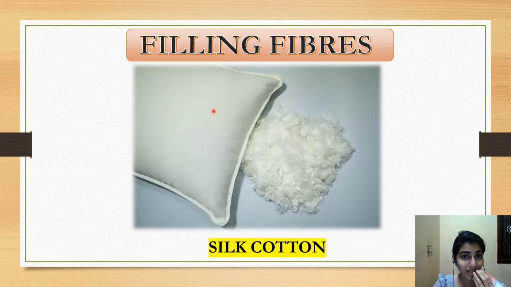The last one is filling fibers. So all these mattresses and pillows and all, right? So all these are stuffed with these filling fibers only. So very good example for this is the silk cotton. Okay, so when you cut open the pillows and mattresses, you can see very soft cottons coming out, right? So that is nothing but the filling fibers only. So fibers which are used to make or stuff the pillows and mattresses are called filling fibers. Example, silk cotton. Okay, so we studied that on the basis of their uses, fiber yielding plants can be divided into three: textile fibers, cordage fibers, and filling fibers.